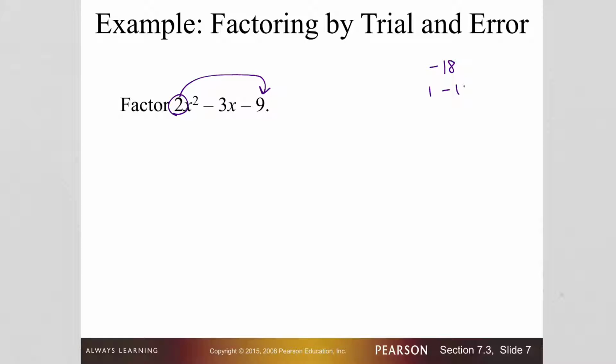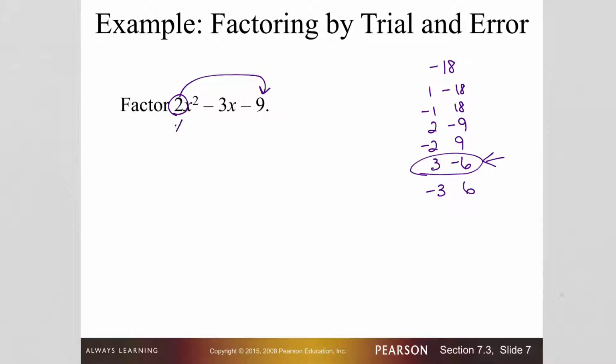So I've got 1 and negative 18, those add up to be negative 17. Negative 1, positive 18, those add up to be positive 17. 2 and negative 9, that adds up to be negative 7. Negative 2, positive 9 adds up to be positive 7. 3 and negative 6 adds up to be negative 3. So I'm thinking it's going to be this one, just making sure though. And negative 3, positive 6, those add up to be positive 3. So I know it's going to be what I just circled.